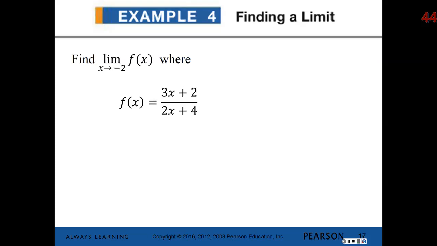Here's one that's not x squared, but it's still not hard. First of all, what is the value of f of x at x equals negative 2? It's undefined, right? Because 2 times negative 2 is negative 4, and negative 4 plus 4 is 0, so f of x would be undefined when x is equal to negative 2. Not happening.